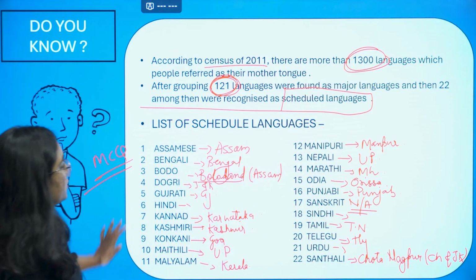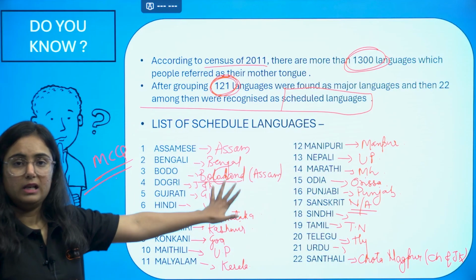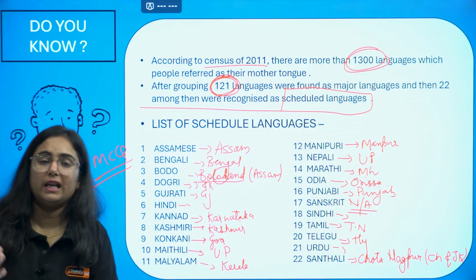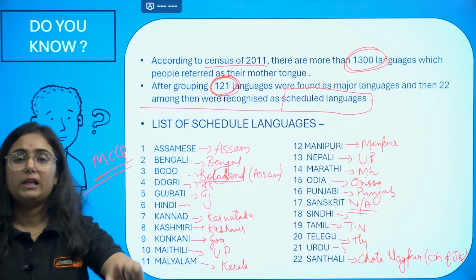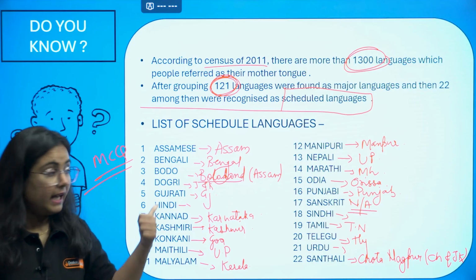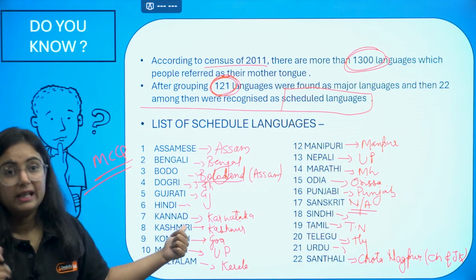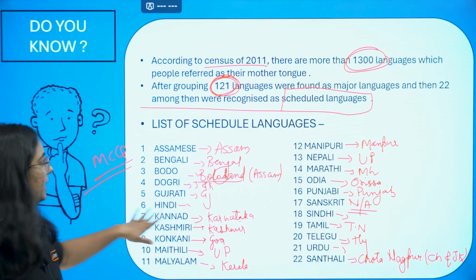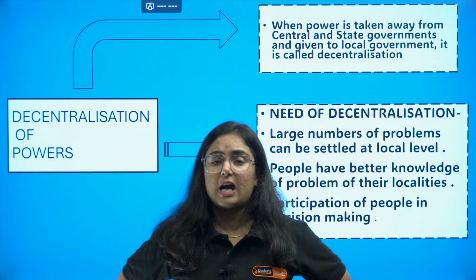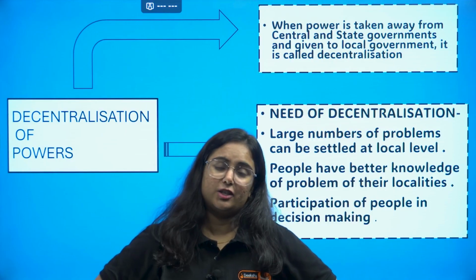Get my point? So these are the major scheduled languages of India. Keep in mind everything because a question can come like, which among the following languages are not listed in the scheduled languages of India? English is not here, Hindi is here. So pay attention to my words. Moving further to the last topic of our chapter, that is decentralization of powers.